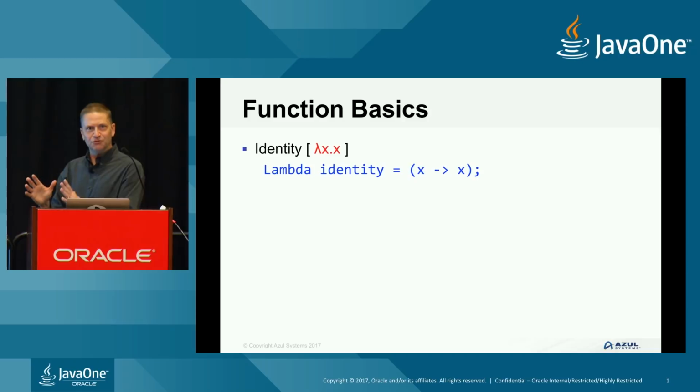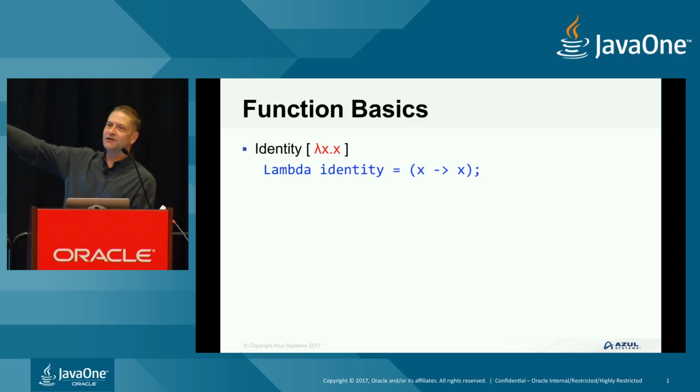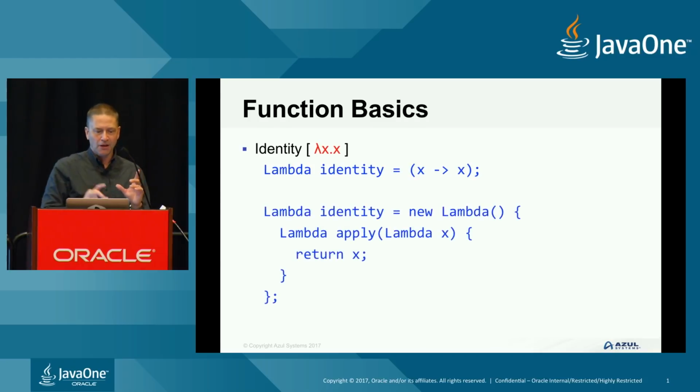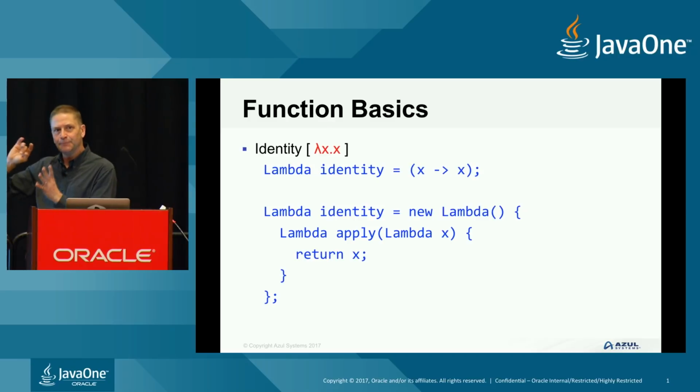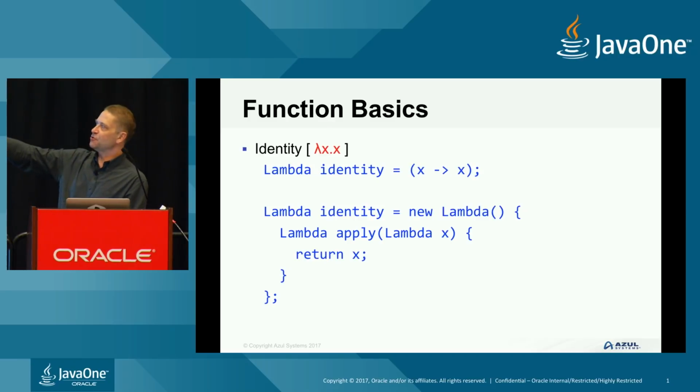So far, so simple. And in red, I've actually used the lambda notation because sometimes it actually gets a lot easier to understand the lambda notation than it does the Java code. Right, so we have a lambda identity. For the first couple of slides, I'm also going to show you the equivalent anonymous inner class, because sometimes that makes it a little bit easier to understand. So in this case, we're creating a Lambda called identity, which is a new Lambda, which then has an implementation of the apply method, which takes a lambda x and returns x.